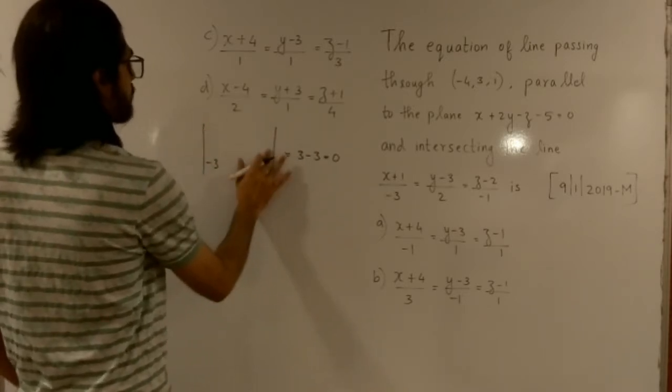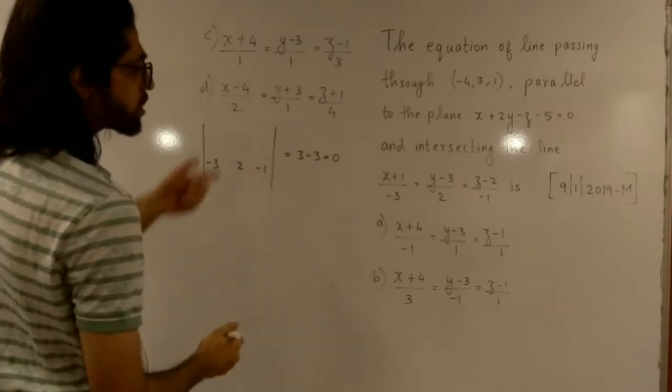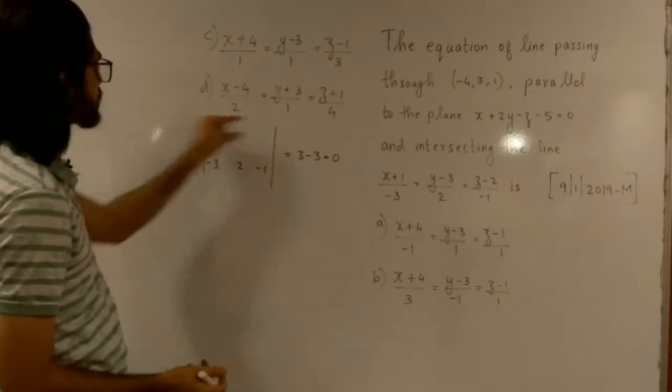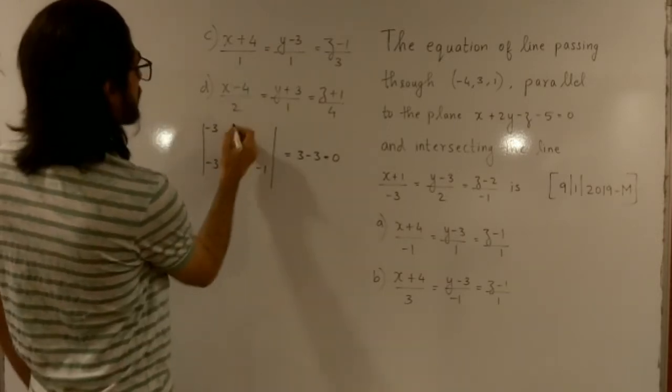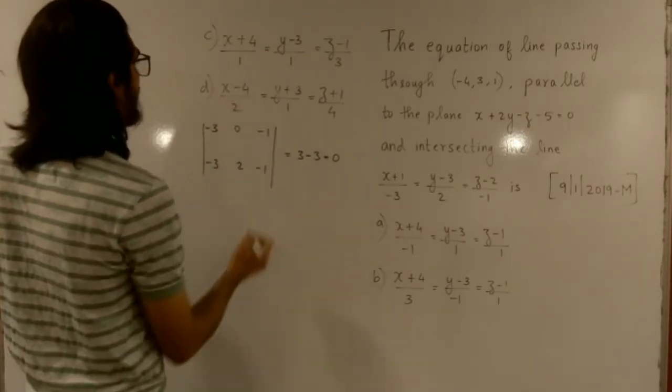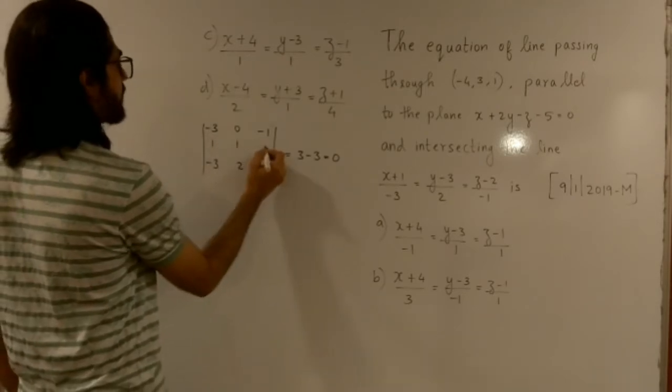Okay, again in option C if you realize the numerator is going to be the same. Numerator in the sense the first row of the determinant. So I will be having minus 3, 0 and minus 1 and this row will be 1, 1, 3.